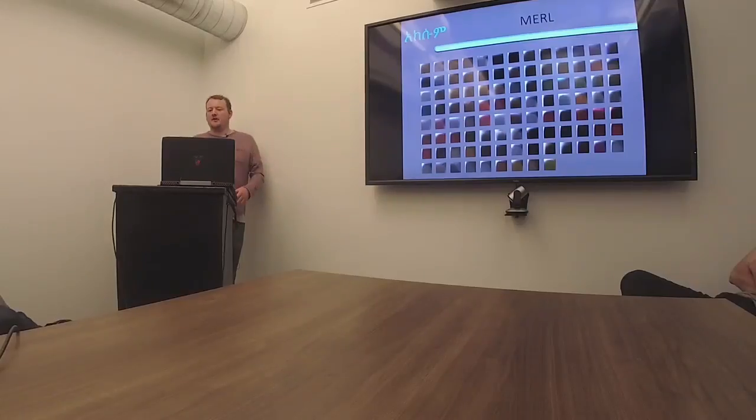Here are some examples of slices taken from the MERL database. These are actual real-world BRDFs representing real materials. The team at Disney analysed this database and tried to work out the properties of these materials and how to simulate them using a surface shader.